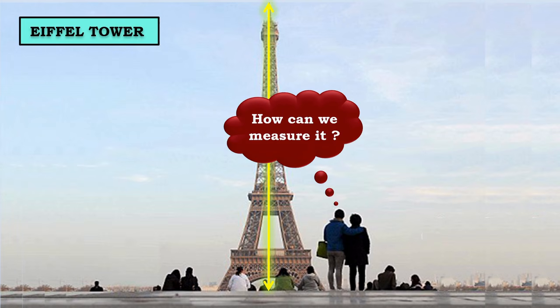This is where trigonometry comes in. By standing at a suitable distance from the tower and measuring the angle at which we look towards its top, we can use a trigonometric ratio to calculate its height. So, even when we cannot measure a height directly, trigonometry gives us a simple and practical way to find it.